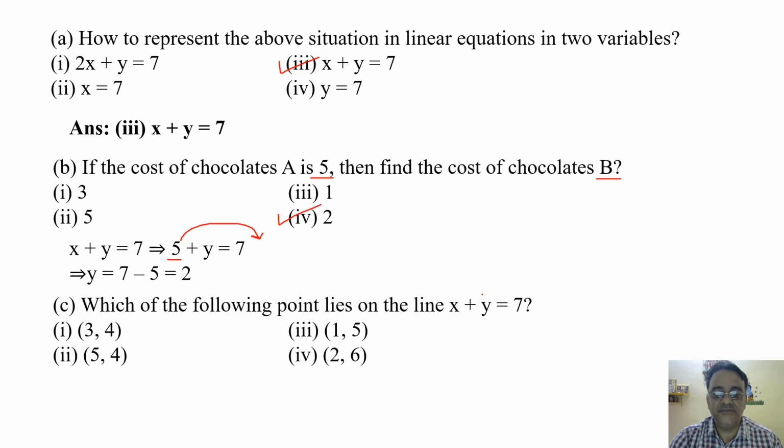Now the next question, which of the following point lies on the line x plus y is equals to 7. इसमें देखो दोनों को ऐड करने से 7 आना चाहिए, तो किस ऑप्शन में 7 आ रहा है? First option, right? So the correct answer is the first one. Now we are moving toward the next question.